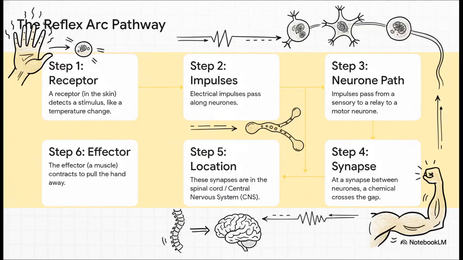So here's the perfect sequence. 1. A receptor in the skin detects a stimulus. 2. Electrical impulses travel along neurons. 3. And this order is crucial. The impulses go from a sensory neuron to a relay neuron and then to a motor neuron. 4. At the synapse, that gap between neurons, a chemical crosses it. 5. You've got to mention that this happens in the spinal cord or the CNS. And finally, 6. The effector, which is a muscle, contracts. That's your story. That's your 6 marks.